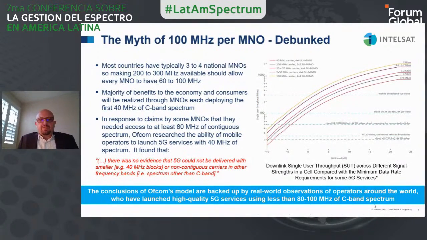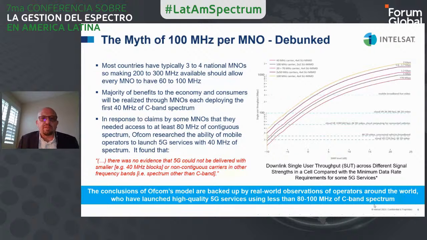This brings up the point about MNOs and the myth that 80 to 100 megahertz is needed for every MNO to make 5G work. A study done by Ofcom concluded that the economic benefits of 5G can be achieved in the first 40 megahertz. Obviously, if you get more spectrum, it's better, but with 40 megahertz you can achieve the economic benefits of 5G. So this notion that 80 to 100 megahertz is a must is truly an exaggeration. It's nice to have, but I don't think it's necessary.